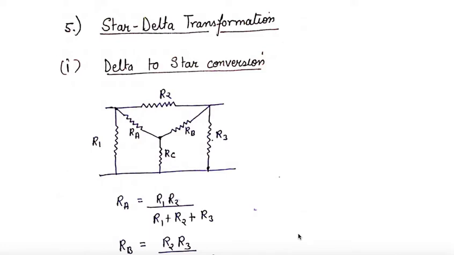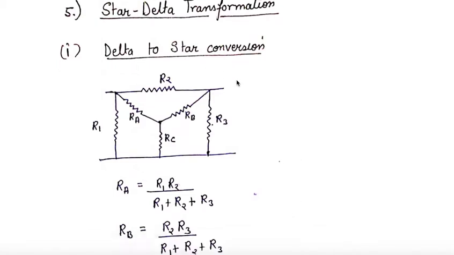In this lecture, we will see the basic law of star-delta transformation. First one is delta to star conversion. Whenever there is a circuit with resistances or any elements in delta, and the circuit will simplify if we convert it into the star formation, then we will create a star formation here.